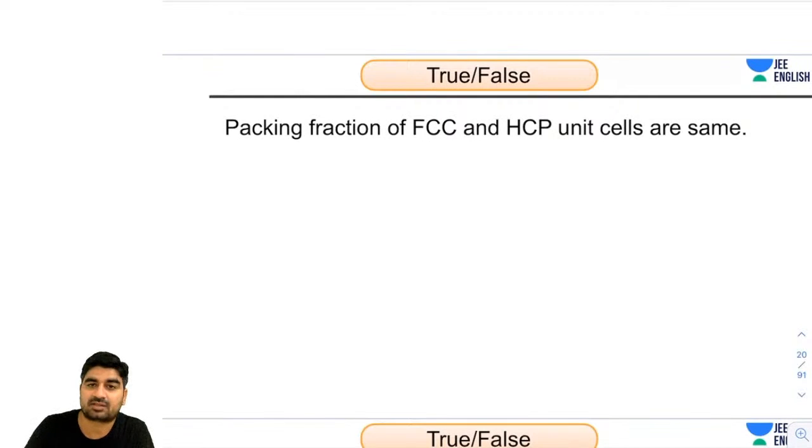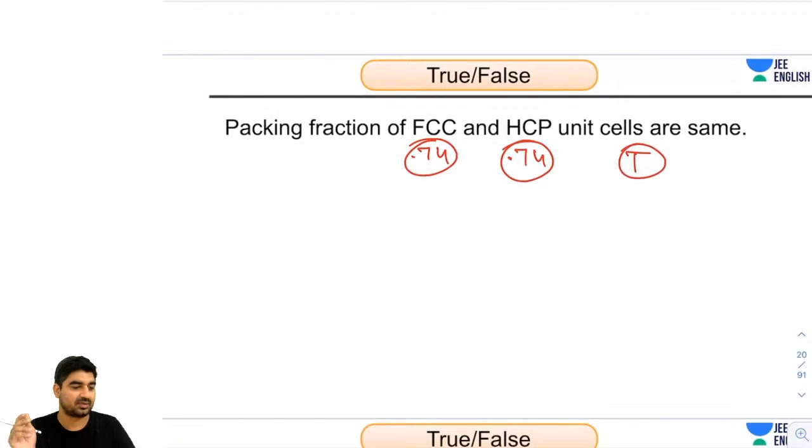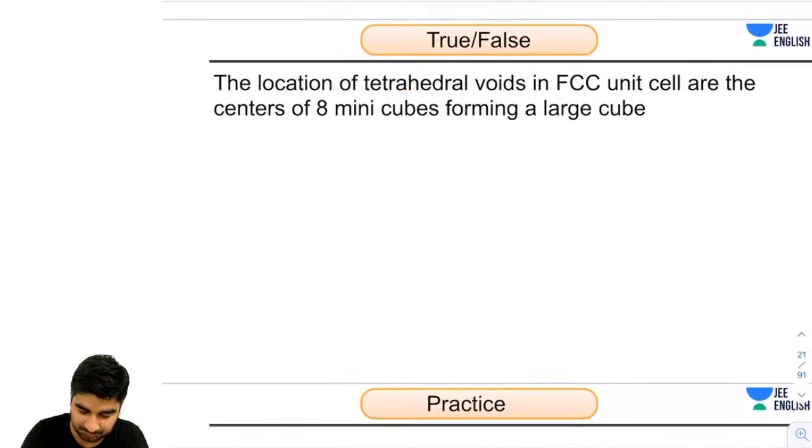So, the packing fraction of FCC and HCP unit cells are the same. FCC we have 0.74 and HCP again we have 0.74. These are the same. So this is true. Now let's move to the next problem, guys.